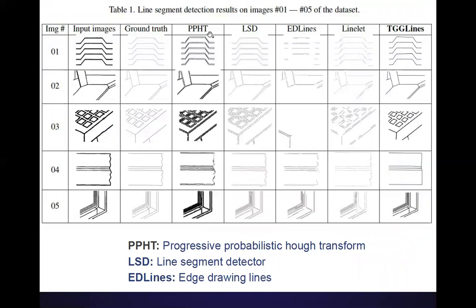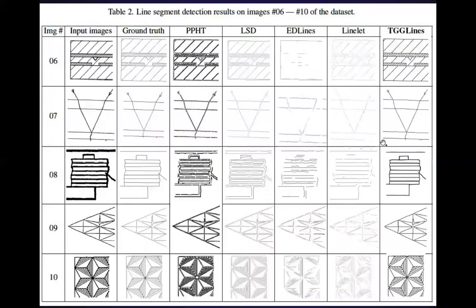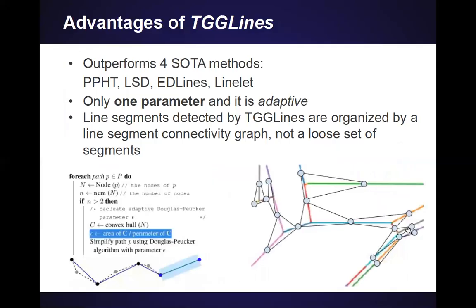We benchmark with four state-of-the-art methods: PPHT, LSD, ED lines, and LineLit. You can find the full names of the methods here, and more examples in our paper. You can see our method works best. Let's see some advantages of TG lines. Our TG lines outperforms the four state-of-the-art methods for line segment detection. Most importantly, our TG lines requires only one parameter and it is adaptive. Most state-of-the-art methods require multiple parameters, and most of them are not adaptive.